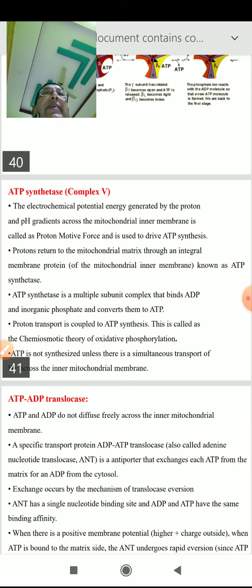This is complex 5. The electrochemical potential energy generated by the proton and pH gradient across the mitochondrial inner membrane is called the proton motive force. Okay, and it is used to drive the ATP synthesis.